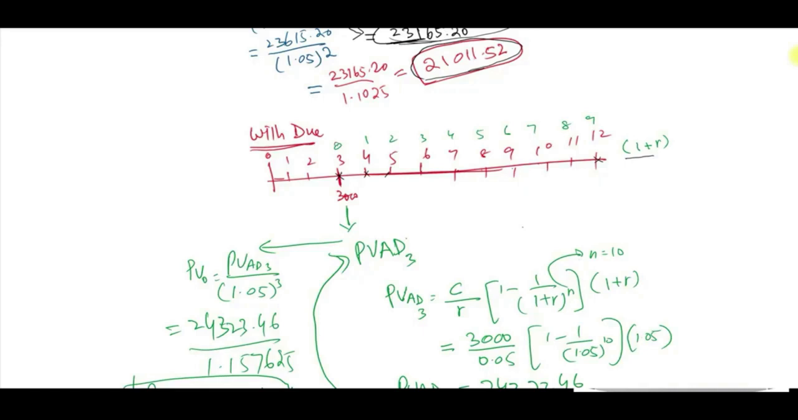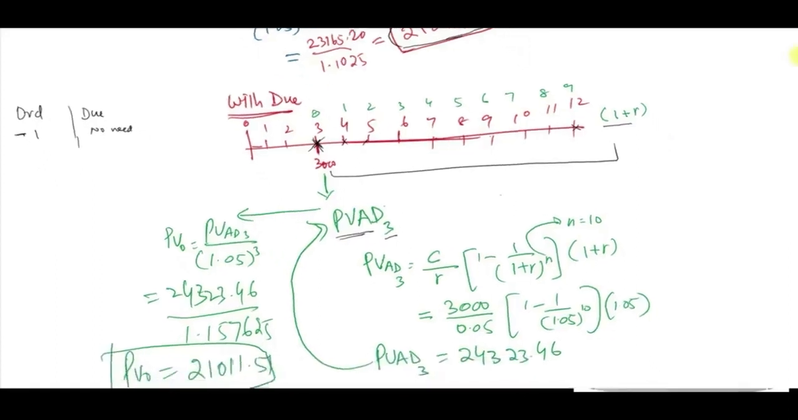So the difference between solving the deferred annuity question using ordinary and due is that in ordinary you have to take 1 year less, but in due no need. You will use the same period. It means our answer, the present value of annuity due, would be at the year where the cash flows are starting. It is starting at year 3, so present value of annuity due at year 3. We will use the same time period, you don't need to change anything.